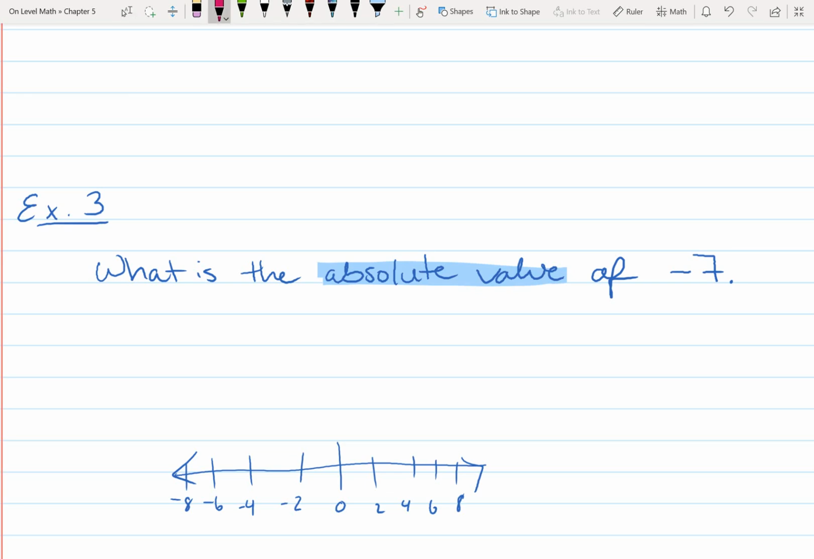So if negative 7 is right about here, how many jumps does it take to get to 0? Well, 2, 4, 6, and one more, 7. It took 7 jumps to get from 0 to negative 7. So the absolute value of negative 7 is 7. Remember those absolute value bars.